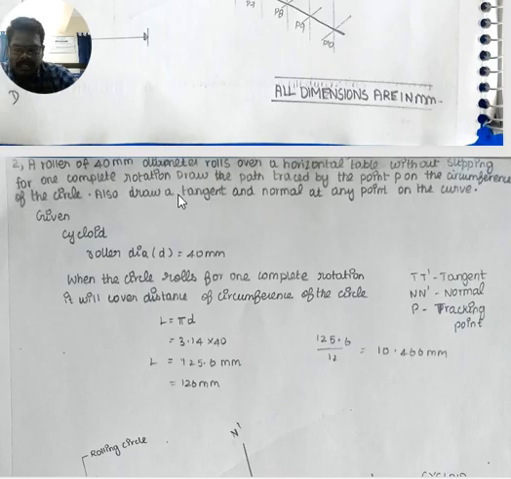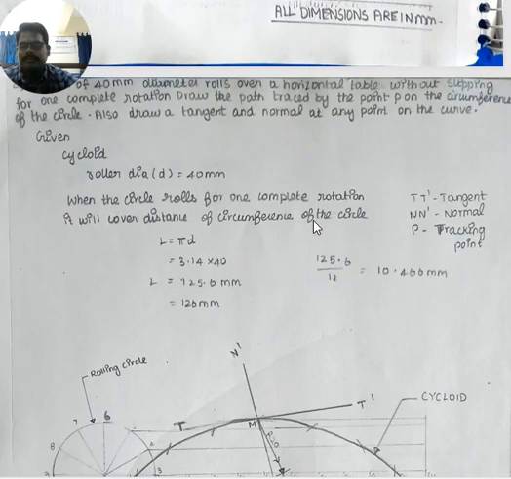When the roller rolls for one complete rotation without slipping, what we have to do is trace a point on the circumference of the circle for one complete rotation. If you trace that, you will get a curve. That curve is called a cycloidal curve. That is what they are asking. After drawing that cycloidal curve, we have to draw a normal line and tangent line at any point on the curve.